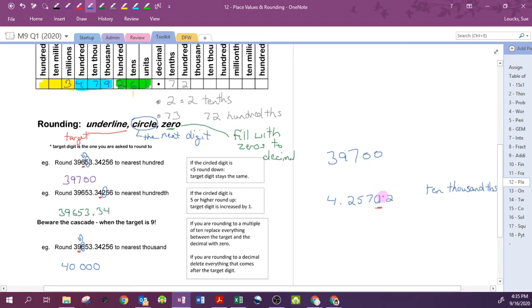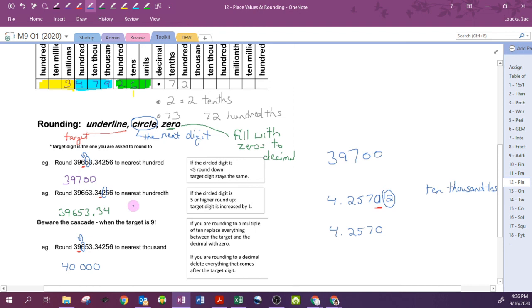So I'm going to circle this one. That tells me I'm rounding down. So my answer is going to be 4.2570. I actually need to keep this 0 because that is the 10,000ths spot. So I need to keep that 0 in this case. Okay. Otherwise, when you're rounding decimals, you lose the decimals.